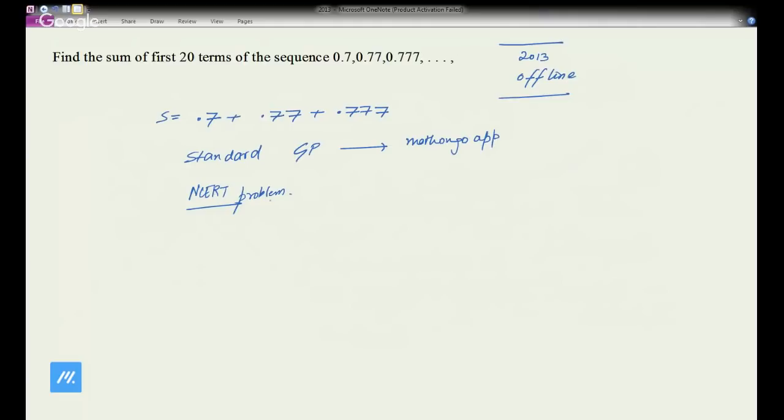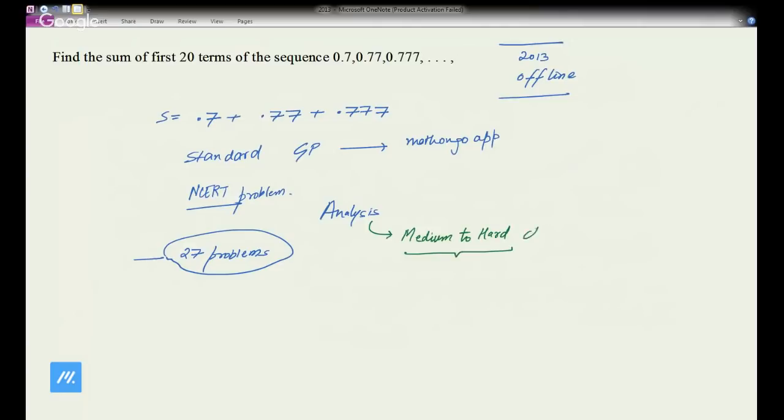Okay, so we have now covered the entire paper analysis, and all 27 questions that have come so far have actually been covered by today's lecture. Just to give you the analysis: this is considered a medium to hard chapter to do.